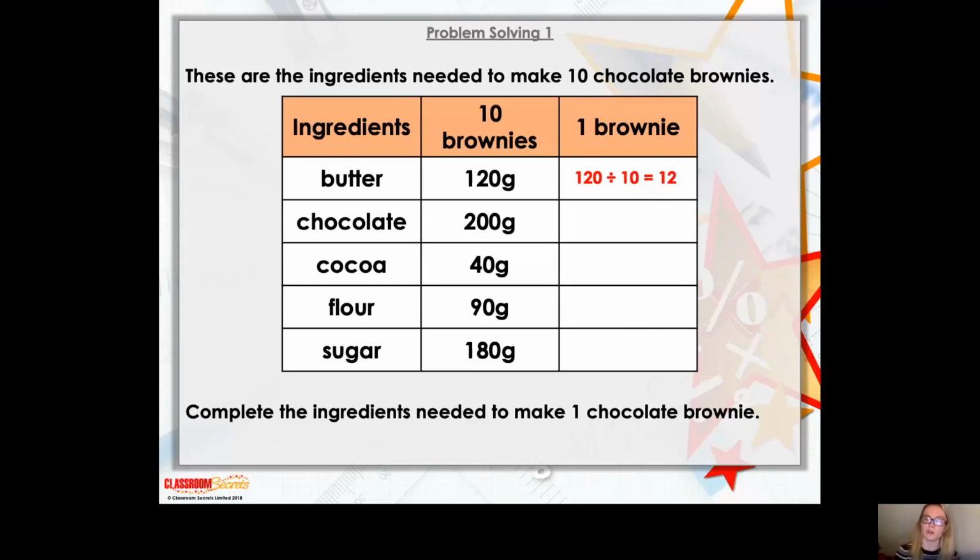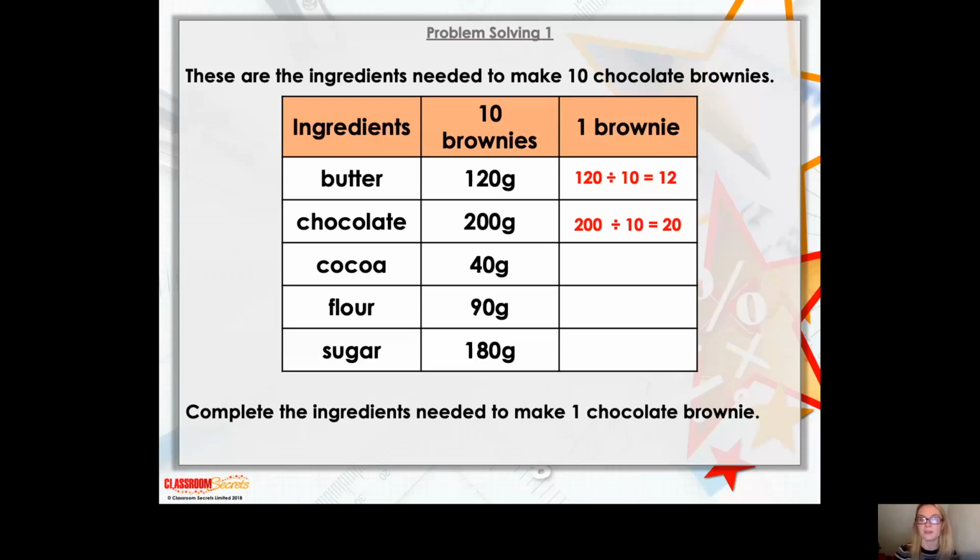Okay, what about the chocolate? We have 200 grams for 10 brownies, and we need to divide that by 10 to work out how many we need for 1 brownie. Now, can you do this without having to count up in tens? 200 divided by 10. Remember, we're dividing it by 10, so we're taking away a 10. We're going to get 200 divided by 10 equals 20. There we go. Now, I would like you to have a go at the next 3 on your own and then come back to the video and we'll check our answers.